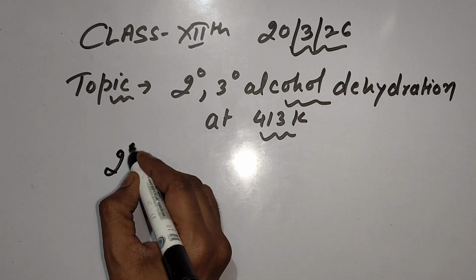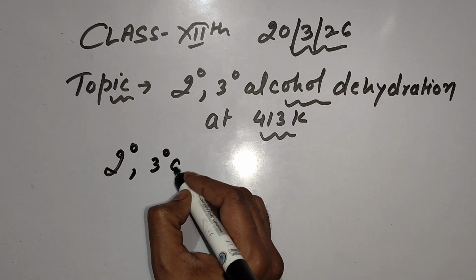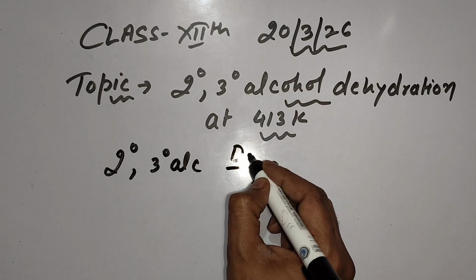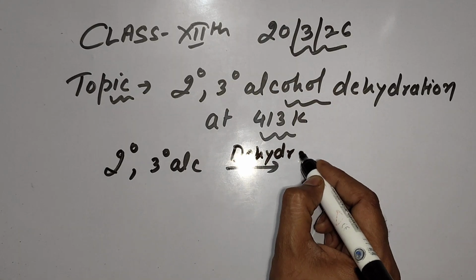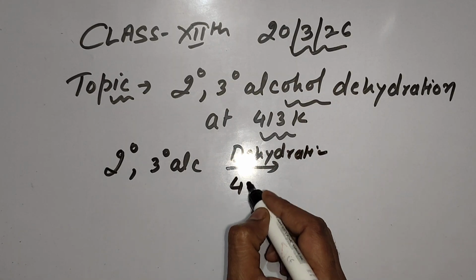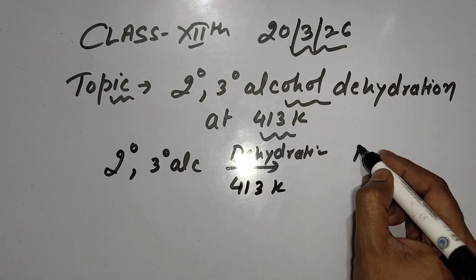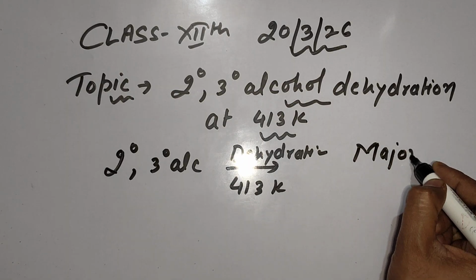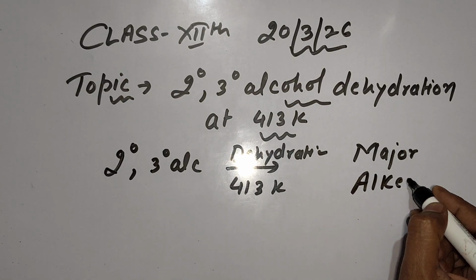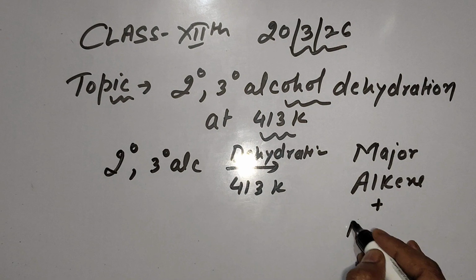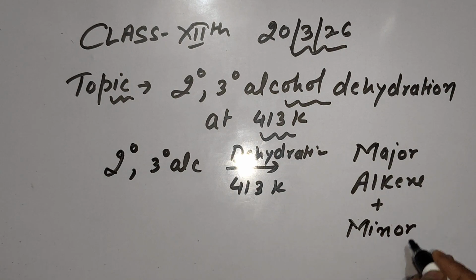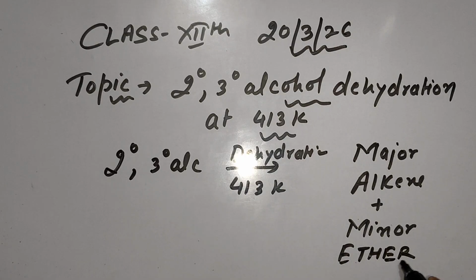As I already told you, 2 degree and 3 degree alcohols will undergo dehydration at 413 Kelvin temperature. The major product will be alkene there, and a few particles can undergo generation of ether. Let's check the mechanism part.